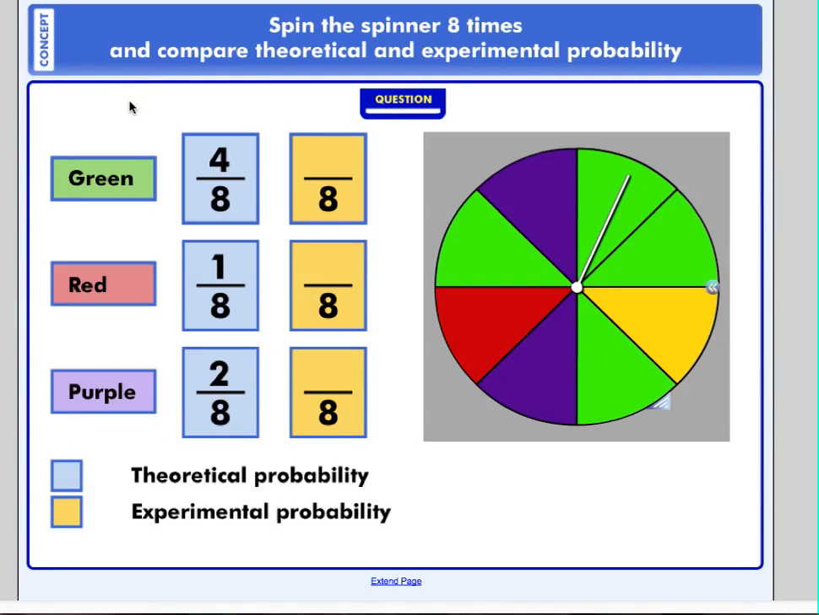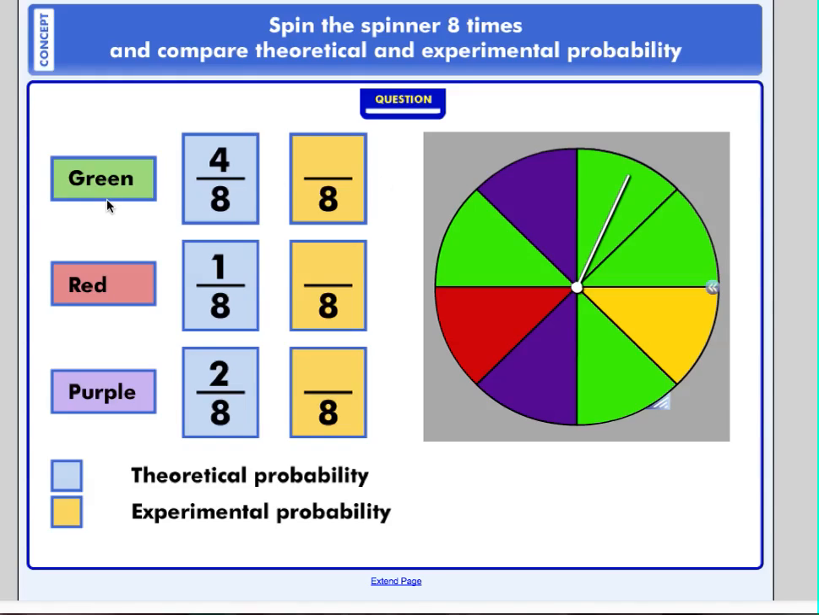Let's try this activity. Let's spin the spinner 8 times and compare theoretical and experimental probability. Now, theoretical probability means we know that the percentages or the fractions should work out according to how many segments there are and how many total segments there are. But you know that when you do an experiment, sometimes your experiments don't work out exactly according to the numbers, like it says it should.